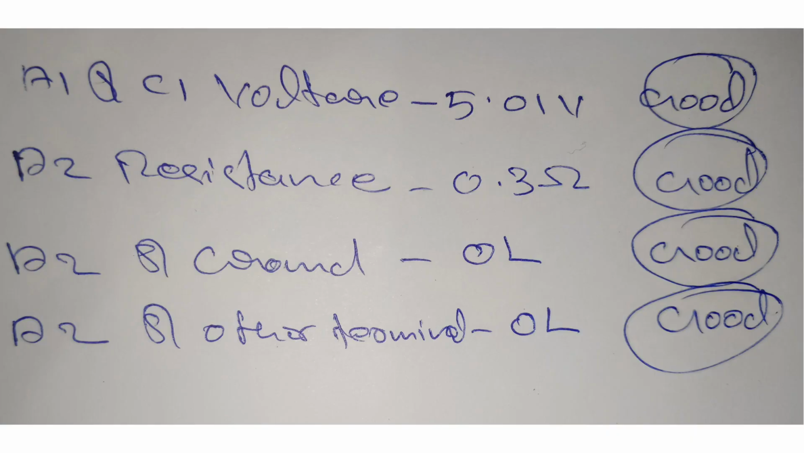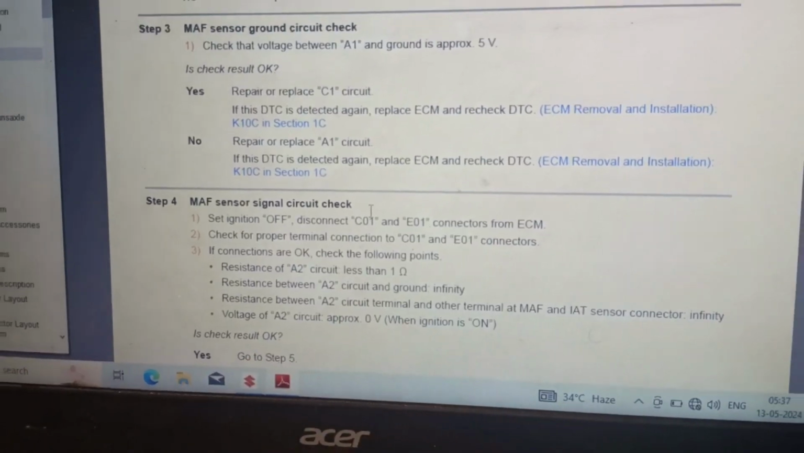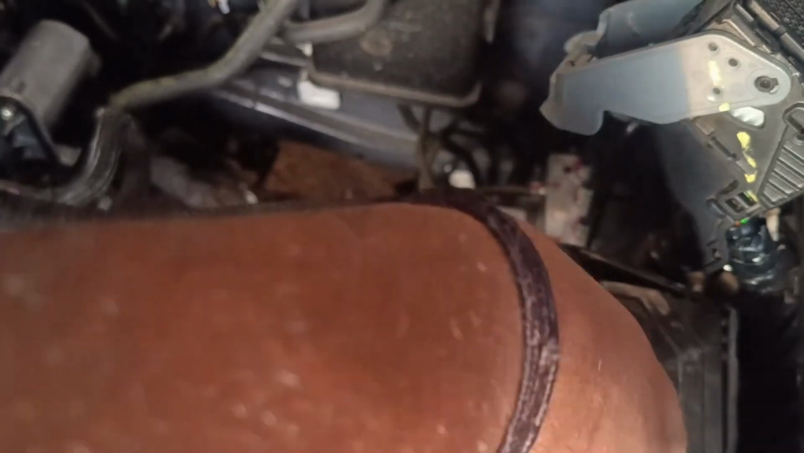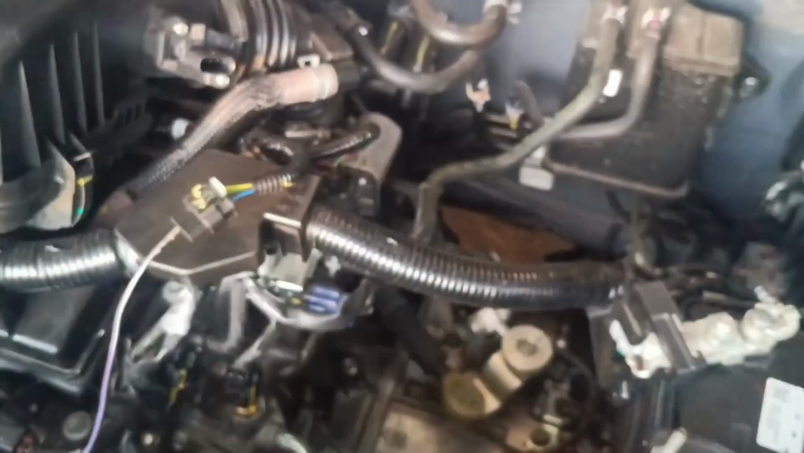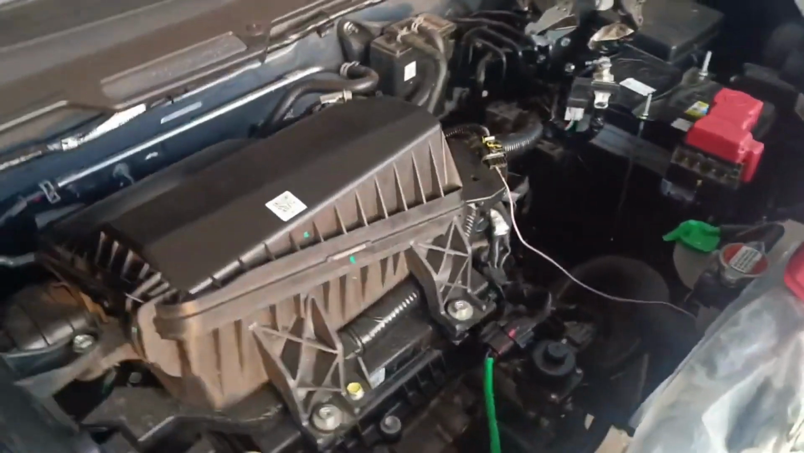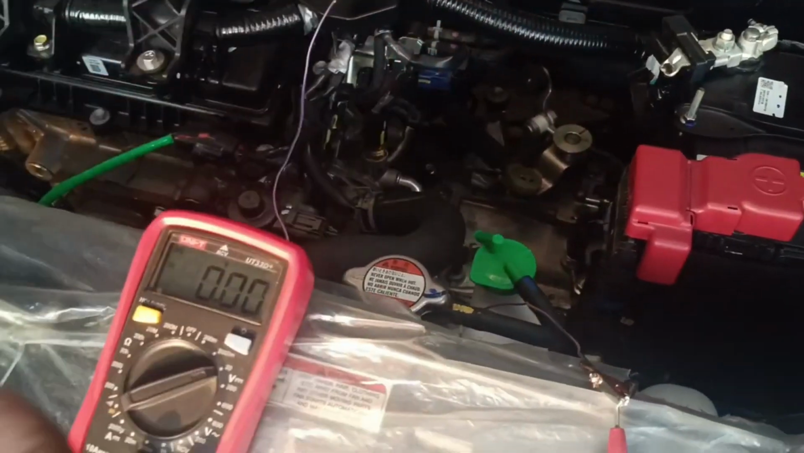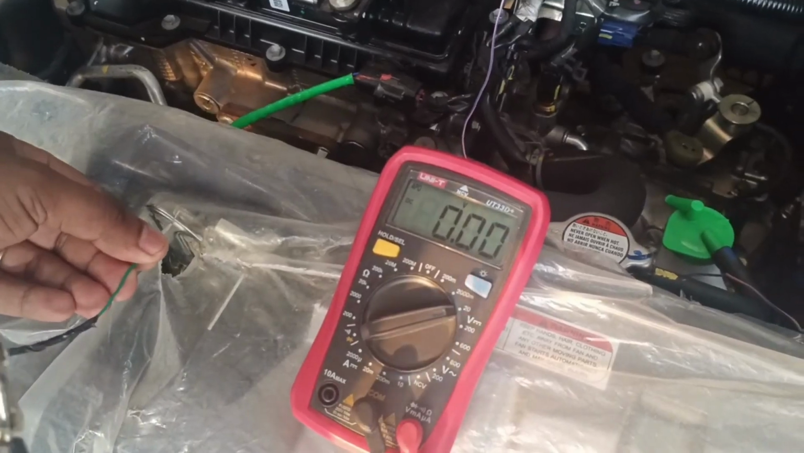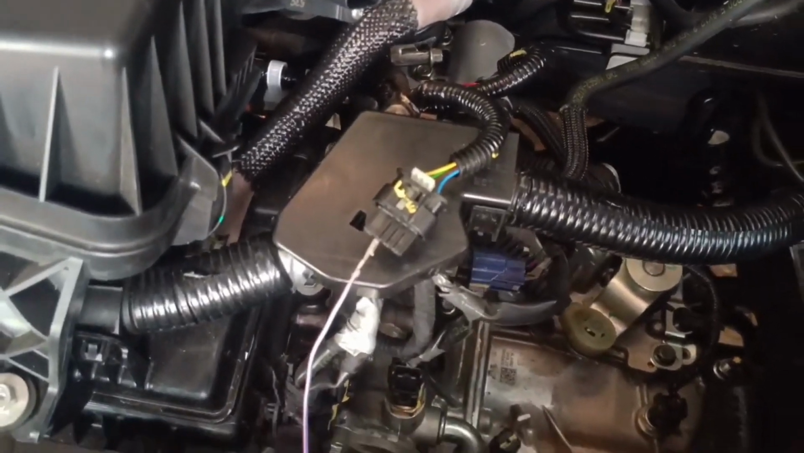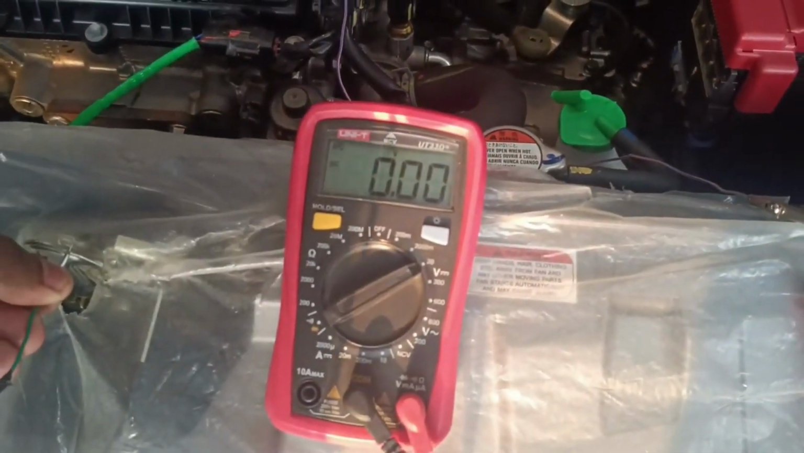And then the next point, voltage of the A2 circuit, approximately 0 volt when ignition is on. Select the multimeter to 20 volt. Then connect the negative terminal. Then turn on the ignition switch. After ignition on, check the voltage of the A2 circuit and ground. A2 circuit and ground, 0 volt. The A2 circuit wire color is green.